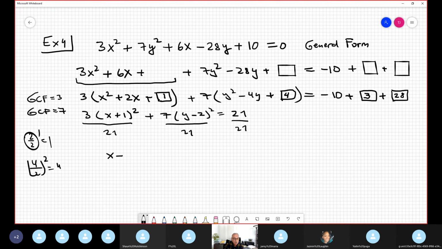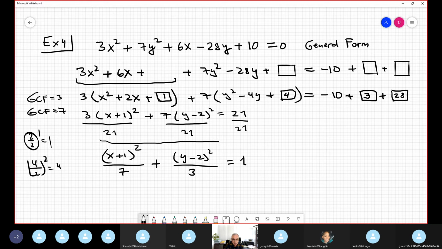So we have (x plus 1) squared over 7 plus (y minus 2) squared over 3. 21 divided by 7 is 3, equal 1. Wow, fantastic. And this is the nice equation for the ellipse expressed in standard form.